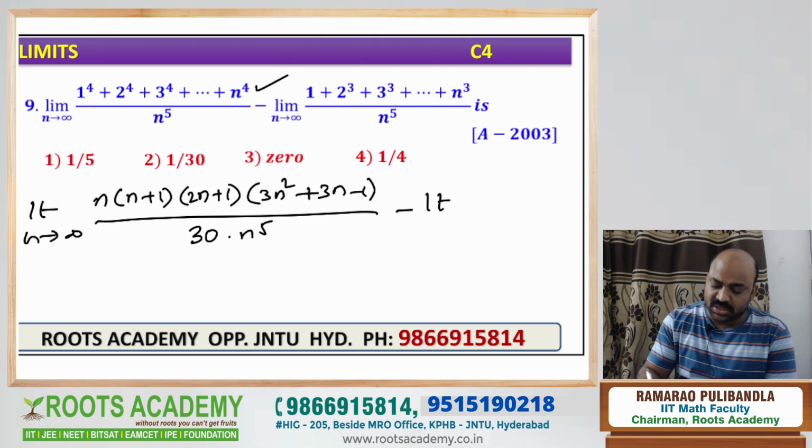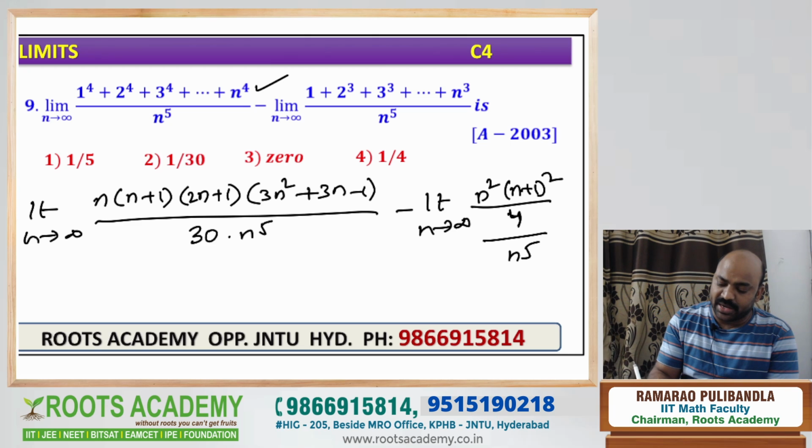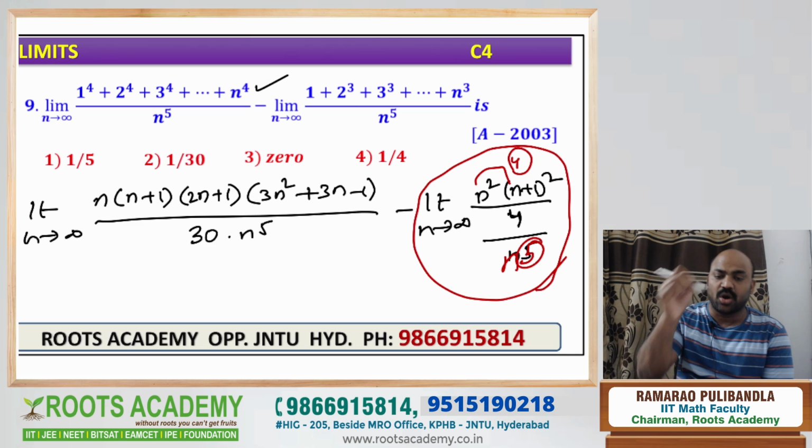Do you know what this fellow is? Limit n tends to infinity, I will get n square into n plus 1 whole square by 4 by n power 5. Use your common sense. Numerator degree is power 4, but denominator degree is power 5. So the numerator is less than the denominator, so this fellow's answer is becoming 0.